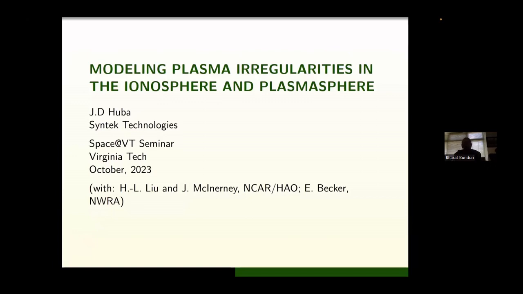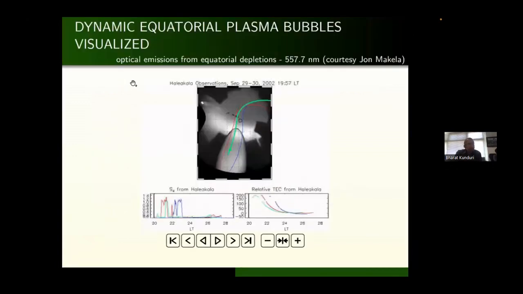I've given some of this to a variety of people over the years. So, modeling the plasma irregularities in the ionosphere and plasmasphere. So it's like two talks in one. I kind of always show this to highlight what we're talking about in terms of these equatorial plasma bubbles and irregularities.